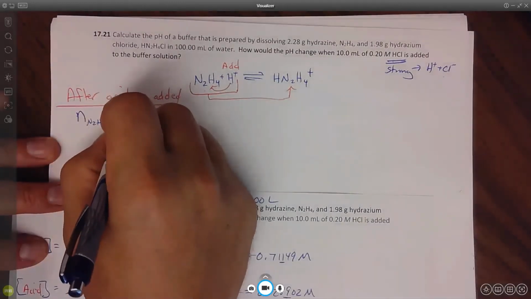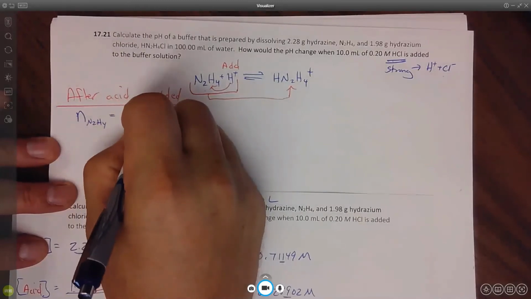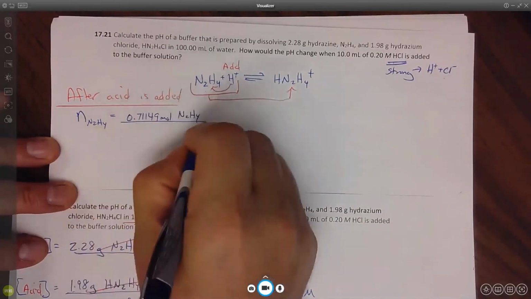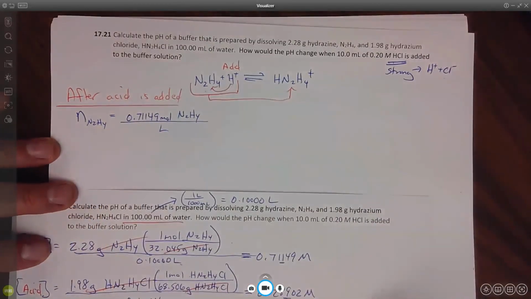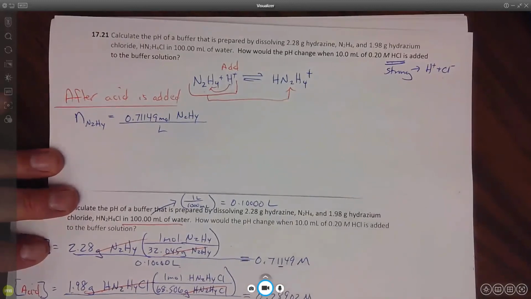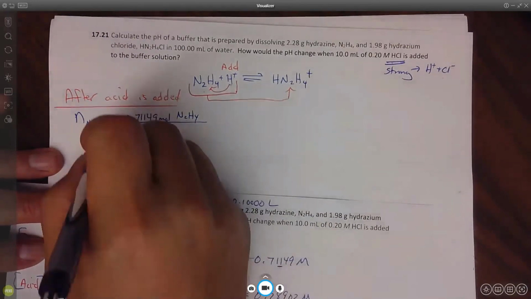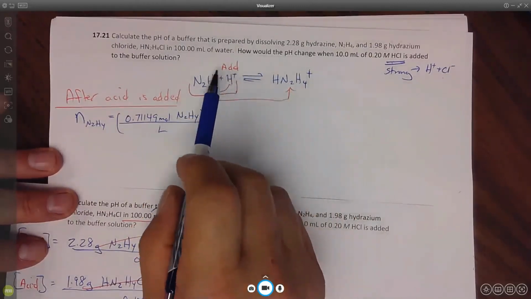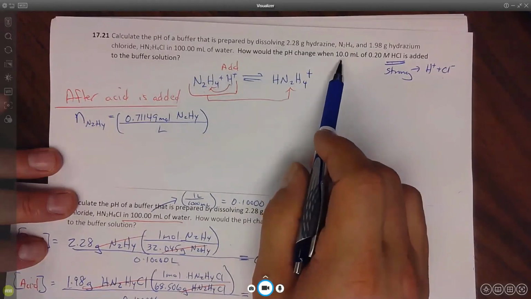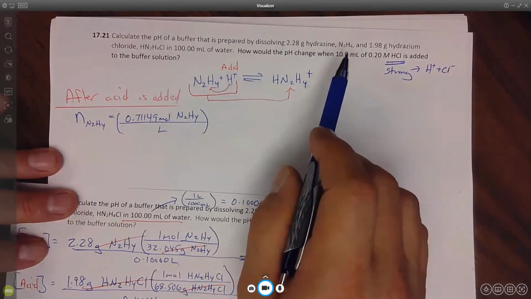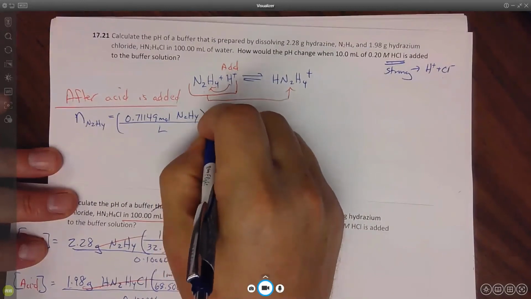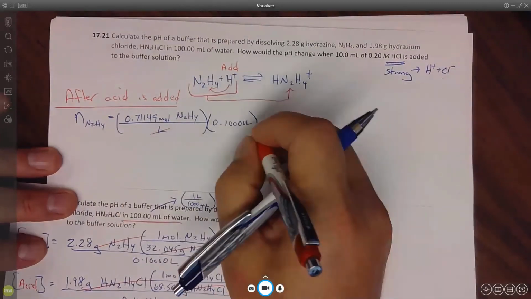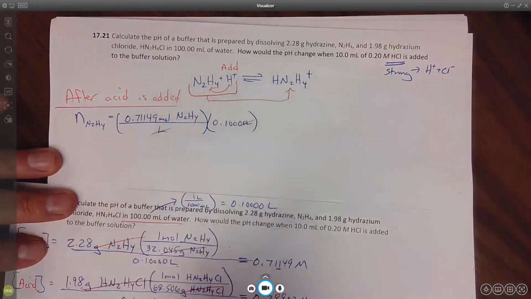So since this is 0.71149 moles, and again, like I said, there's many ways to do this. I don't care how you do it as long as it's correct. I just don't want to confuse you with too many different ways. Okay, so I could just multiply this by the volume of the buffer. Remember, that's the volume of the buffer. So that is the 0.10000 liters. So that's going to cancel, and that gives me moles of the base, right?